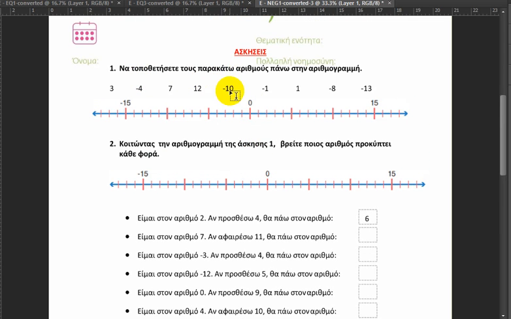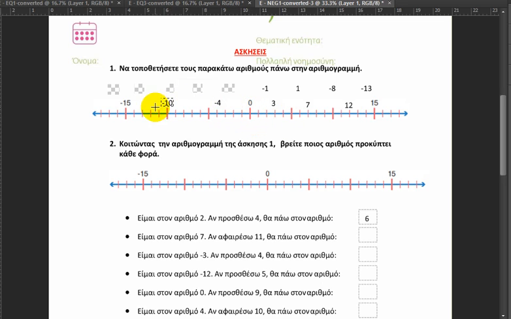Okay, we need to place these numbers on the number line, so let's do that immediately. 3 is going to be here because it's 1, 2, 3. Then we have minus 4, which is going to be minus 1, minus 2, minus 3, minus 4, right there. Then we have 7 over here. Then we have 12 over here. Minus 10 is over here.